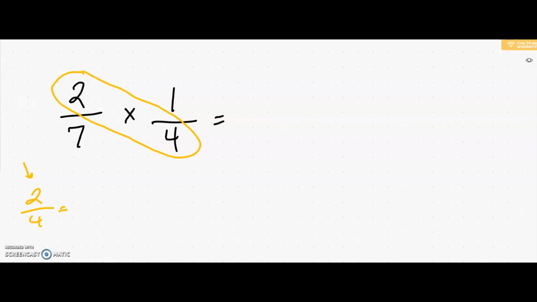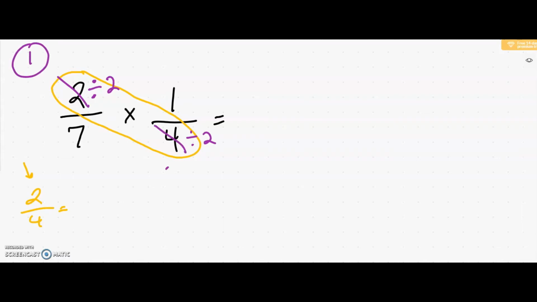So when I look at 2 and I look at 4, I know I can make 2 smaller by dividing it by 2. And if I can divide 2 by 2, I have to see if I can do it to the 4. And I can. 2 divided by 2 is going to give me 1.